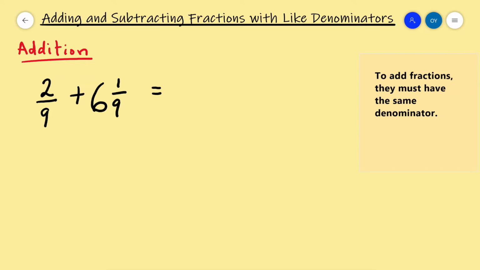Here we have 2/9 plus 6 whole number 1/9. Here is 6 plus 0. The whole number in the first one is 0. So we have 6. Then 2 plus 1 is 3, 3/9.